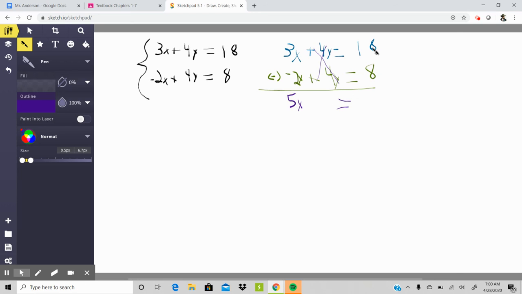Equals 18 minus 8 is 10. And then you have 5x equals 10. To solve for x, I can just divide by 5 on both sides. And x equals 2. And then I can take this x value, that's part of our answer. 2 is going to be our x coordinate.